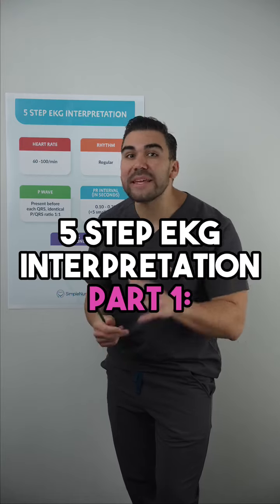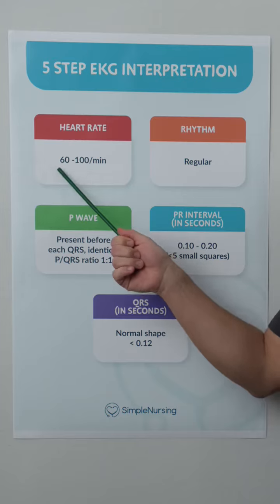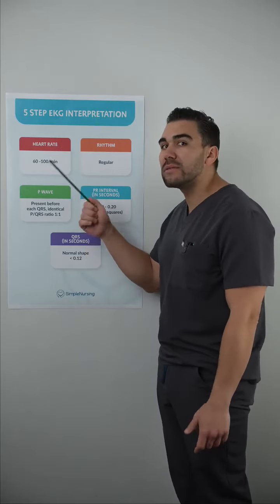Now for the 5-step EKG interpretation. The first step is the heart rate. Normal is between 60 to 100 beats per minute. Anything too fast is tachycardia, anything too slow is bradycardia.